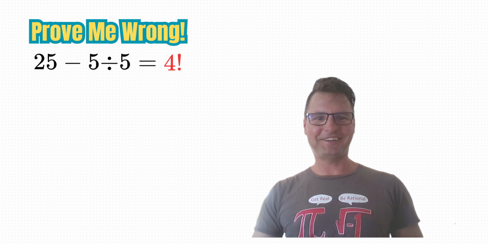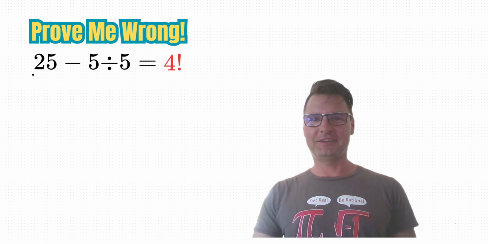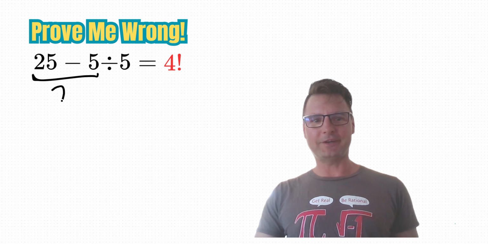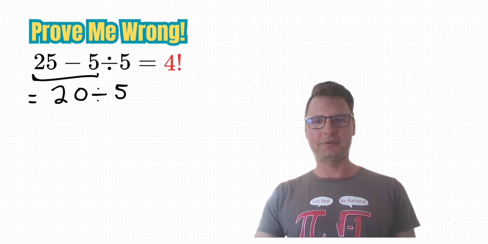Prove me wrong. I dare you. What do you think? Does this expression check out as written, or is there something else going on here? Alright, if you just go left to right, you'd do 25 minus 5 equals 20. Then 20 divided by 5 equals 4. So it looks like the answer is just 4, right?